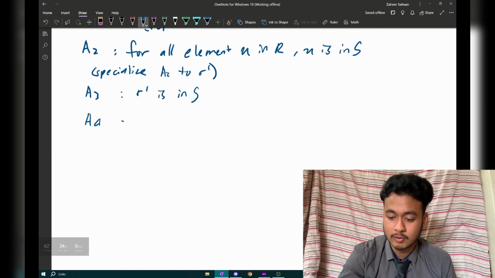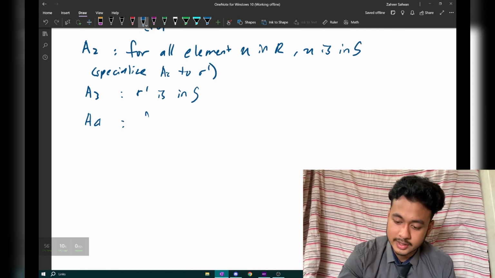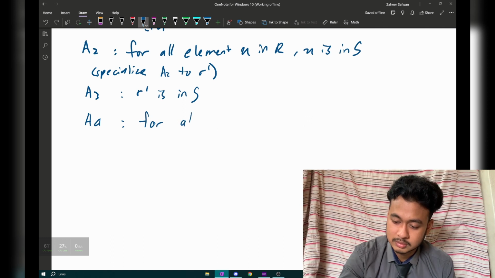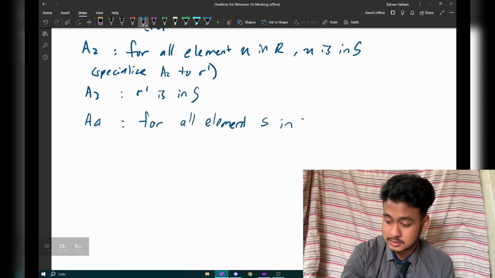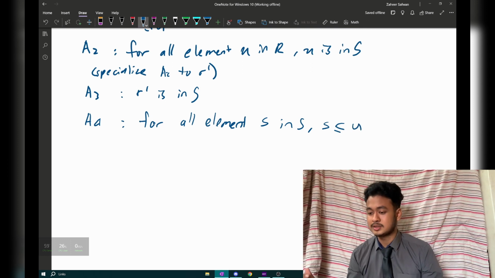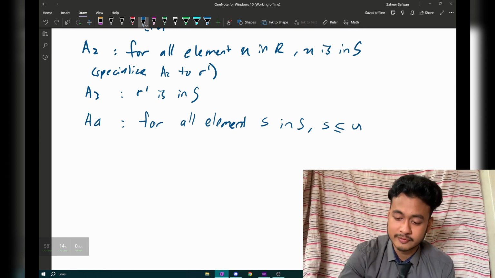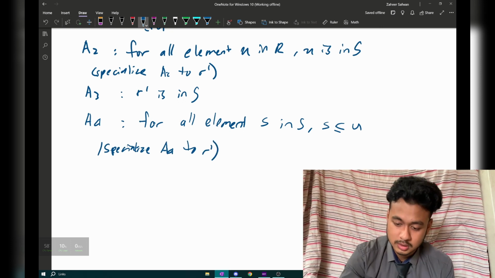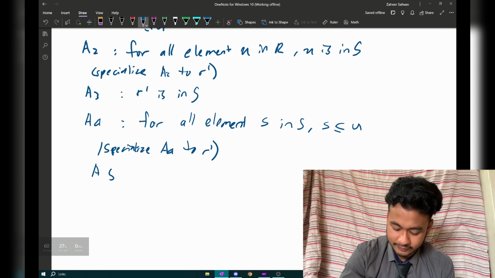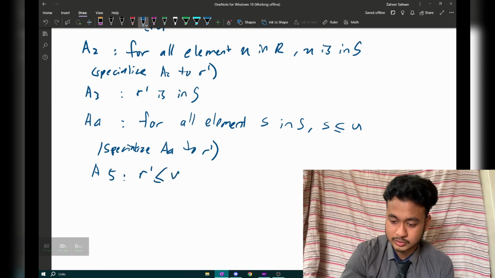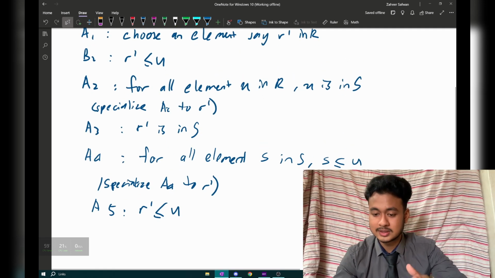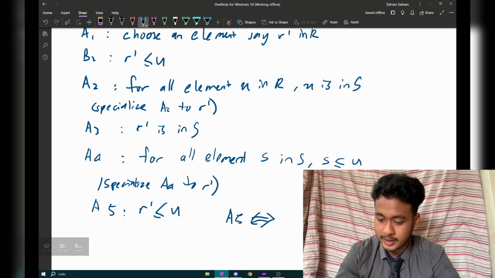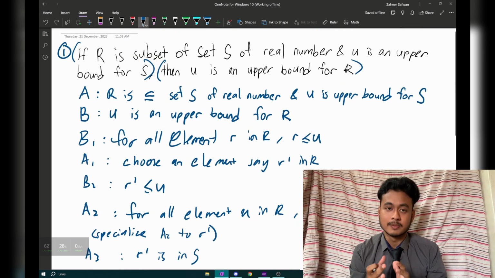Next, for our A4, for all elements s in S, s is less than or equal to U. We have to specialize A4 to r prime, same as A2. So we will get our A5, r prime less than or equals to U. So as we can see here, our A5 is the same as our B2. So that is example number 1.